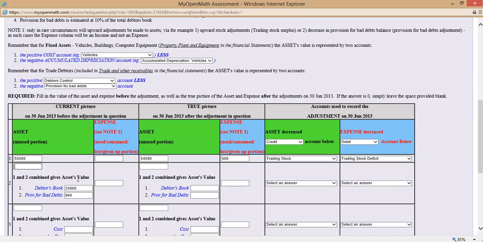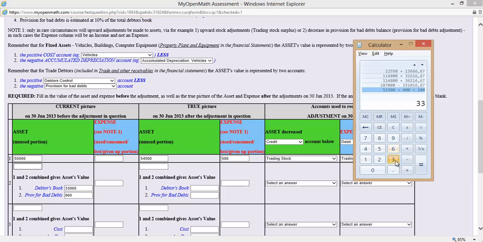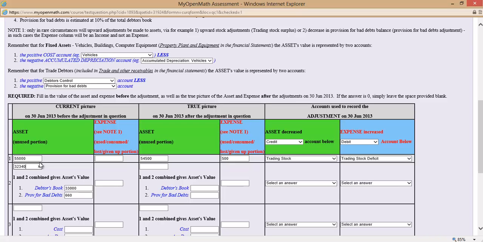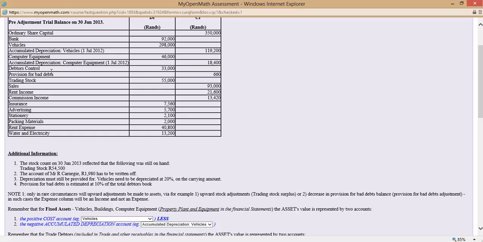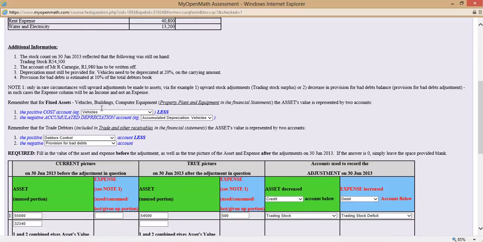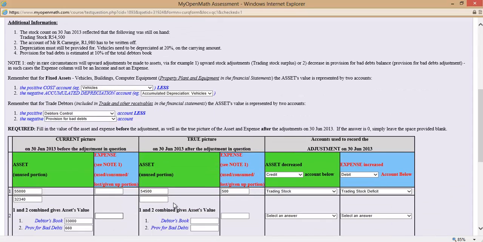And 1 and 2 combined gives me the value of my trade debtors. So my trade debtors is going to be 33,000 minus the 660, and that is going to be 32,340. That's the current picture before any adjustments. We don't have any expense at this point for trade debtors, so we can leave that blank.